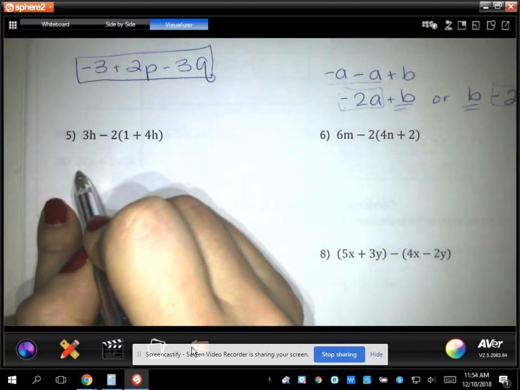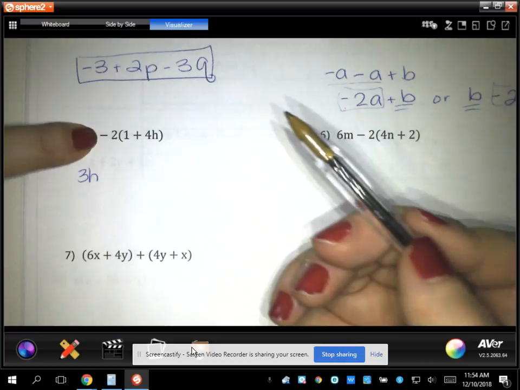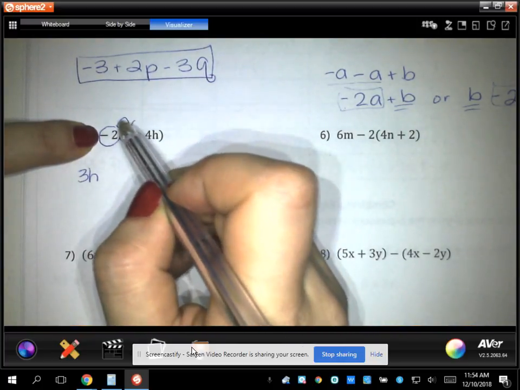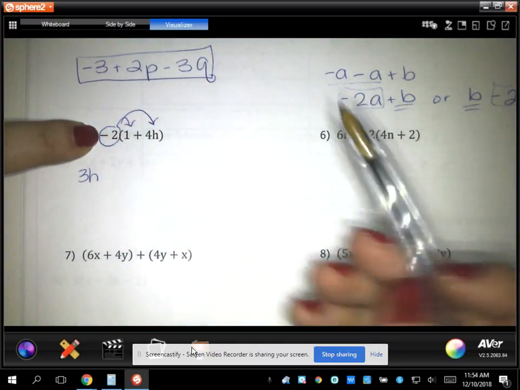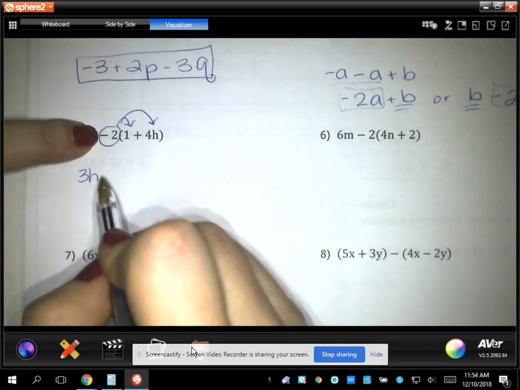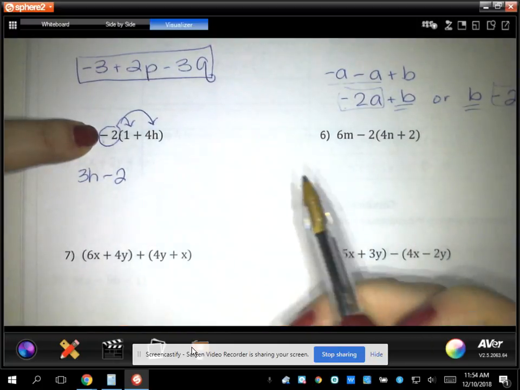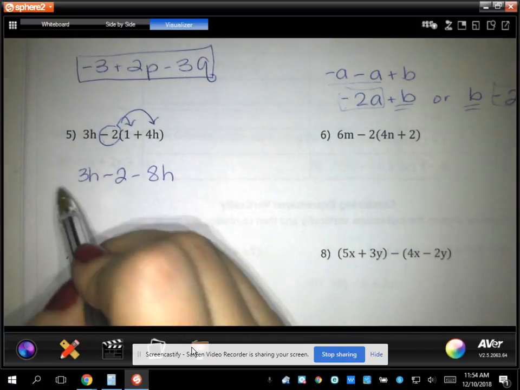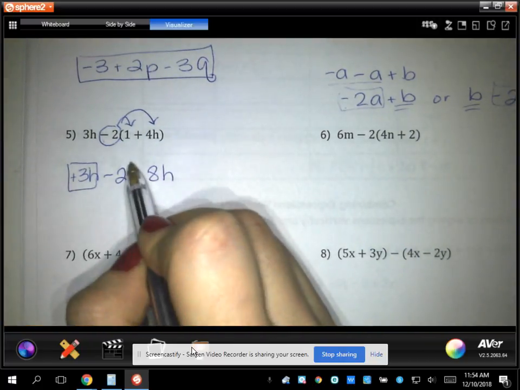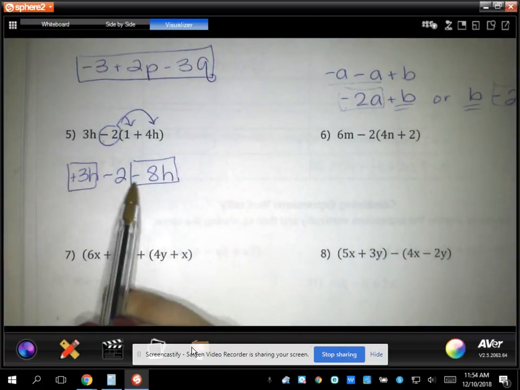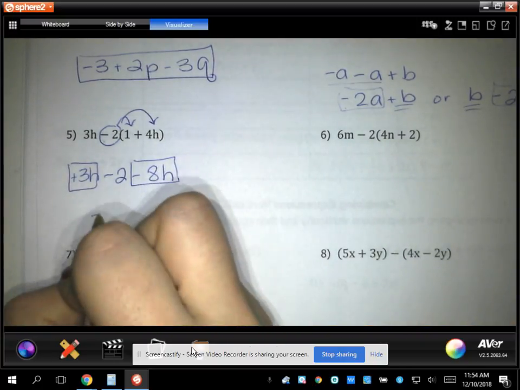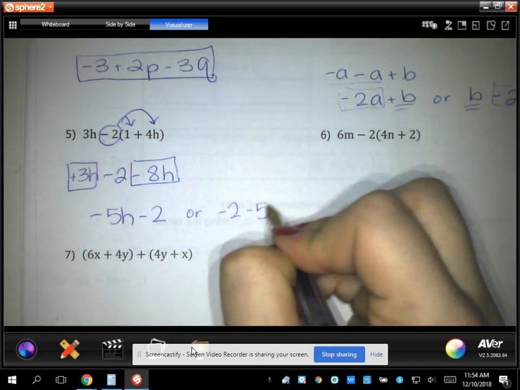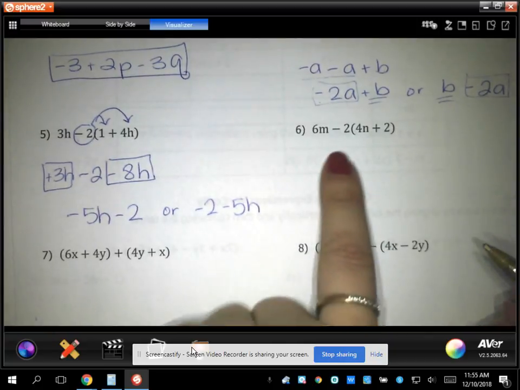So here I'm going to bring down my 3h and cover it with my finger now. Here we're taking the negative 2 and we're distributing it to all terms inside the parentheses. So let's see. Negative 2 times 1 is negative 2. Negative 2 times 4h is negative 8h. Then I'm going to combine like terms. So I have a positive 3h and I have a negative 8h. Negatives win by 5h. So this is negative 5h minus 2, or I could write it as negative 2 minus 5h.